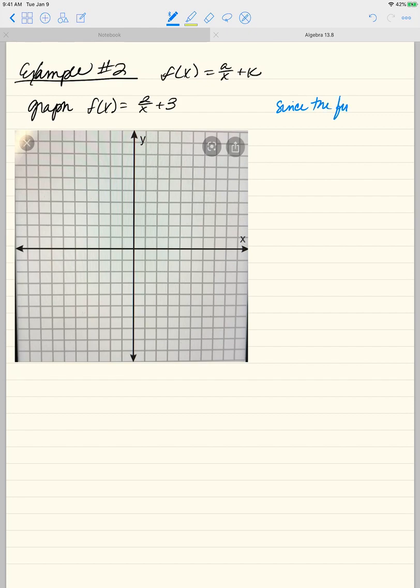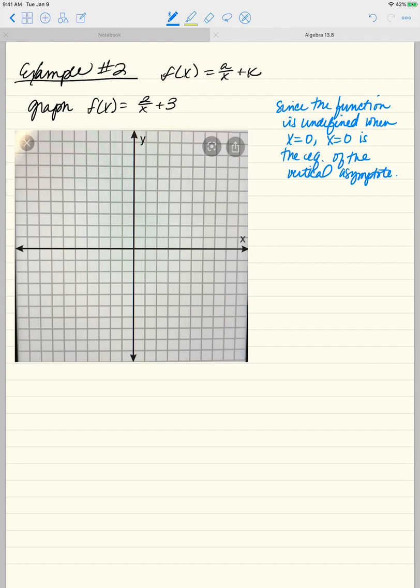Since the function is undefined when x is equal to 0, x equals 0 is the equation of the vertical asymptote.